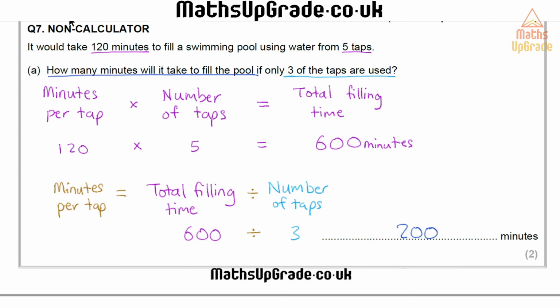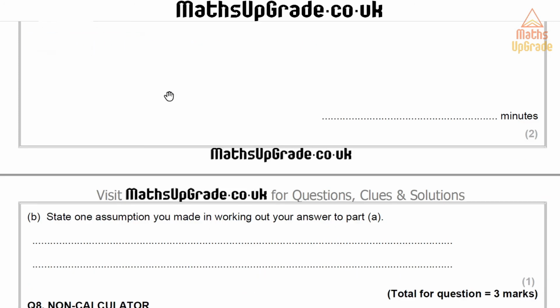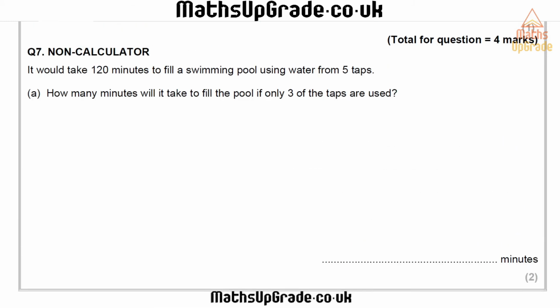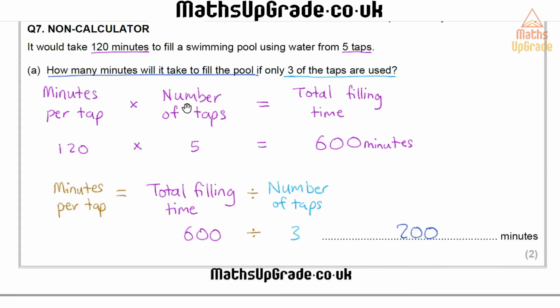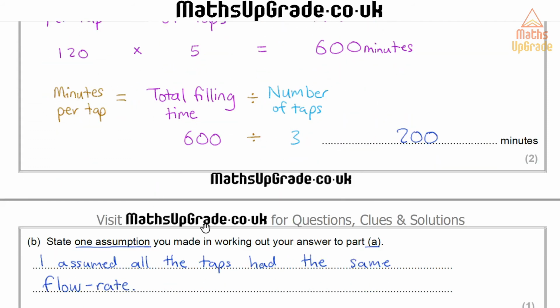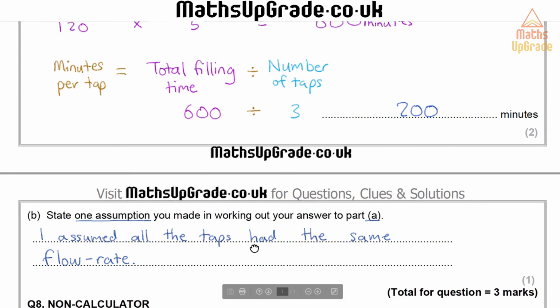The next part of the question asks us to state an assumption we made in working out the answer to part A. Well, here, it doesn't say anywhere that the taps have got the same flow rate, but we have to assume that. So I've just put here that we assumed that all the taps have the same flow rate, and that would be 3 marks for the whole question.